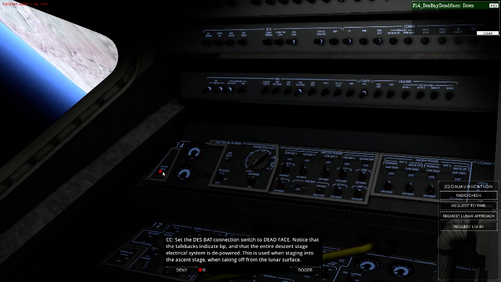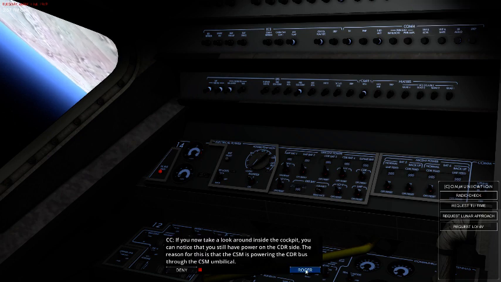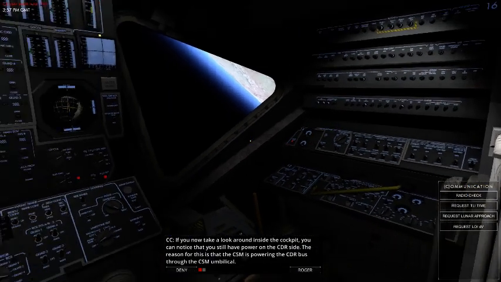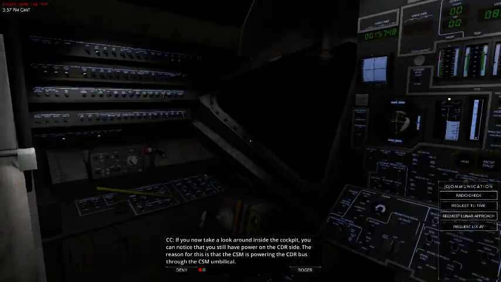There we are. Everything is on there. Okay, so if you take a look around the inside of the cockpit, you can notice that you still have power on the CDR side, the commander's side. The reason for that is the CSM is powering the CDR bus through the CSM umbilical cord.